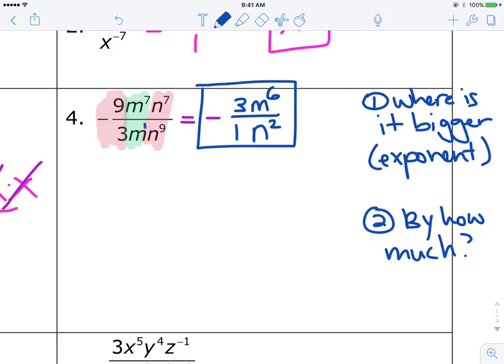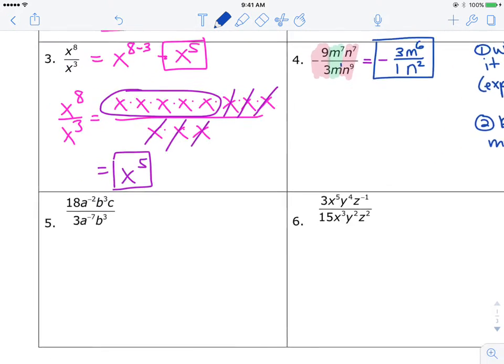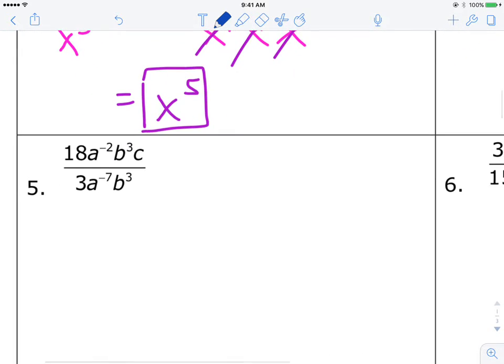All right, we're going to move on to problem number 5. And we're going to do this one much quicker. First things first, get our line set up, and then we look at our coefficients, because this is just regular nice division. 18 divided by 3 is 6. We'll put a 1 on the bottom as a placeholder.